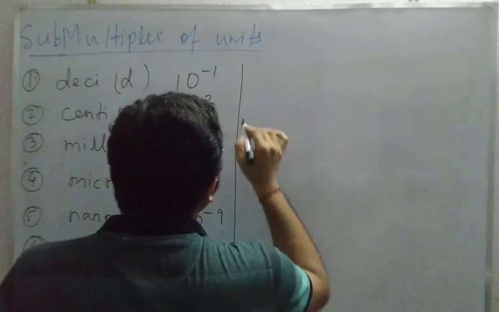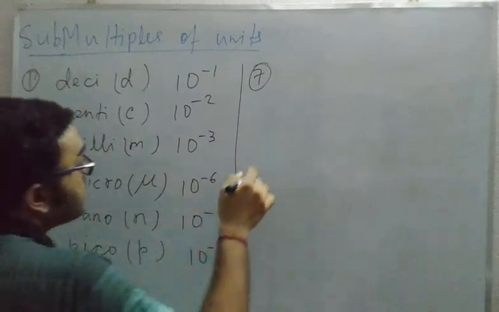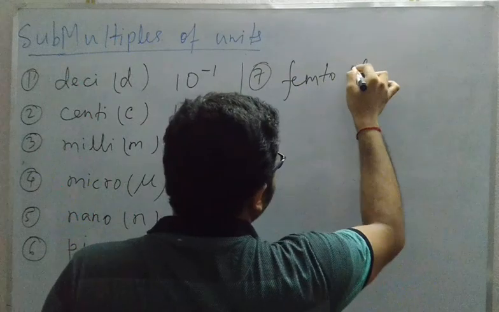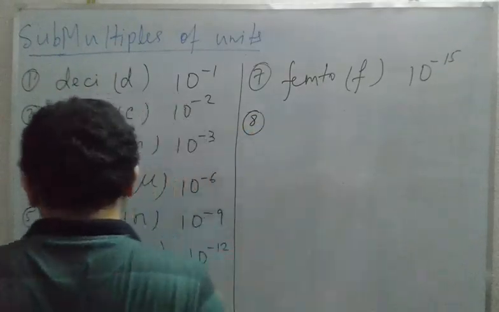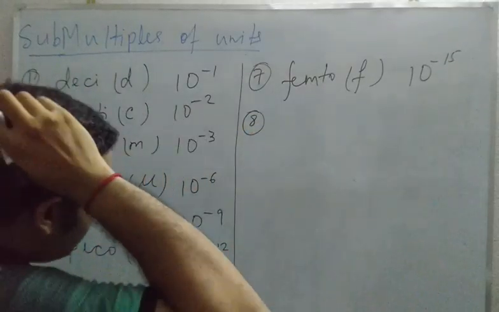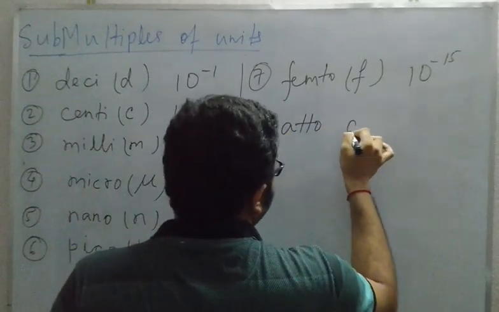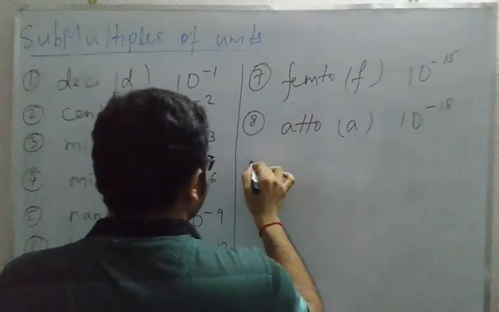Next comes the seventh one. After pico comes femto. F. It is 10 to the power minus 15. Then after femto, what is the sub-multiple? Atto. Small a, it is 10 to the power minus 18.